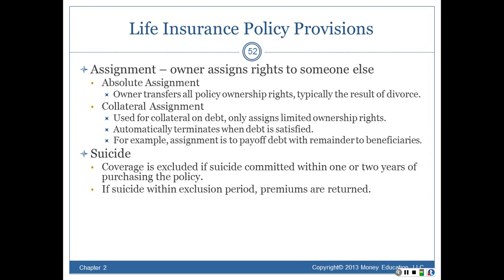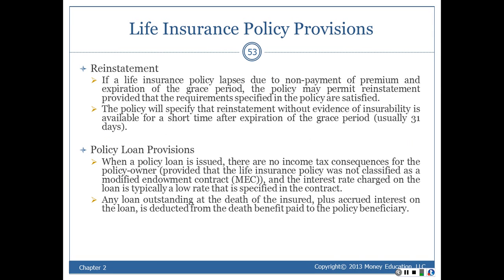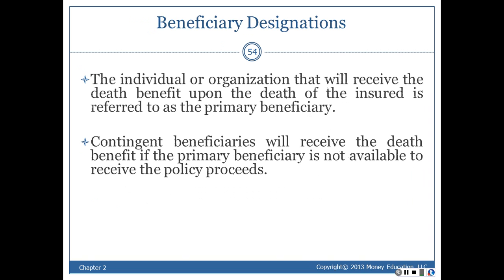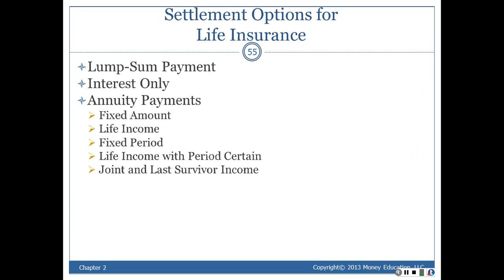Understand absolute assignment versus collateral assignment. Collateral assignment generally is with a bank. Understand how those work. Beneficiary designations. Okay, here are the settlement options again. Compare these to the dividend options and the non-forfeiture options.